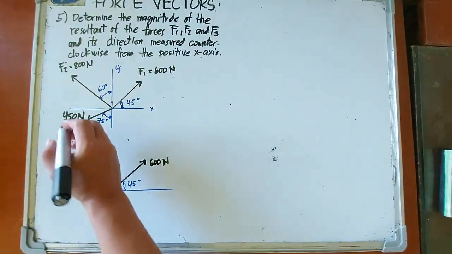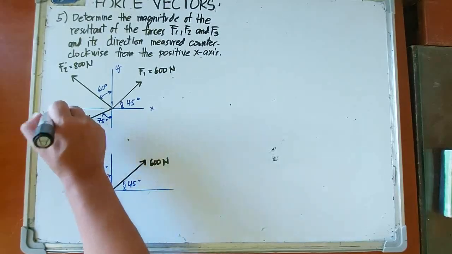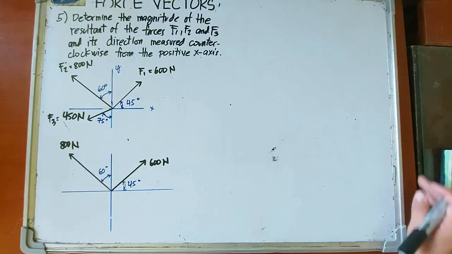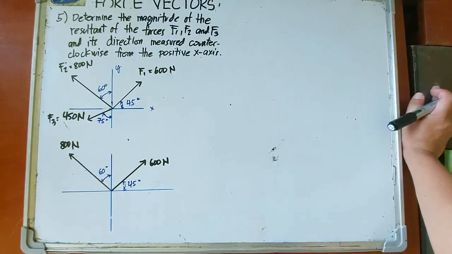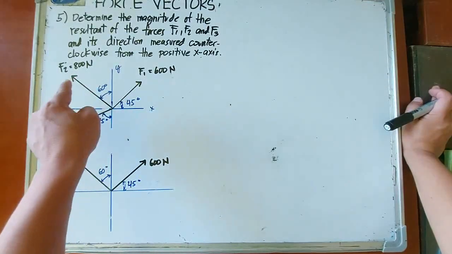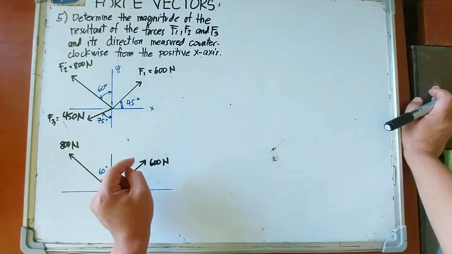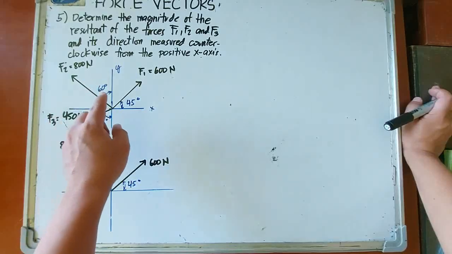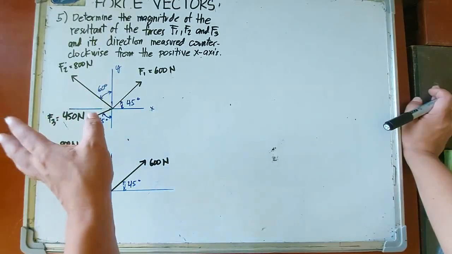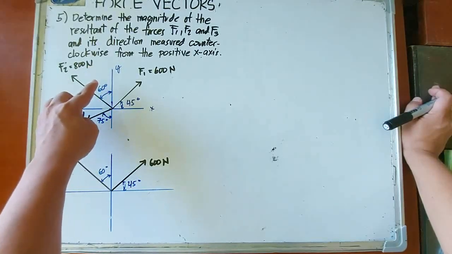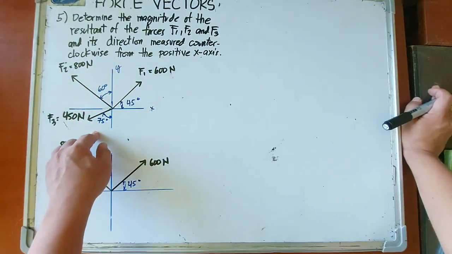Okay, so we have these forces F1, F2, and F3. This is F3. So let's solve. What we're going to do is to apply the parallelogram law twice. So maybe we can solve for the resultant of F1 and F2 first, and later on solve for the resultant of the three forces. So yung resultant niya at saka yung F3.